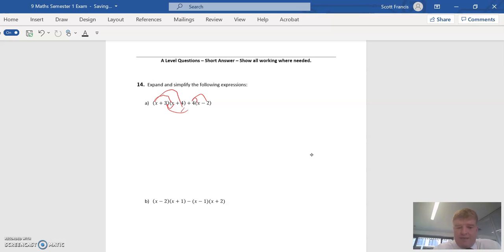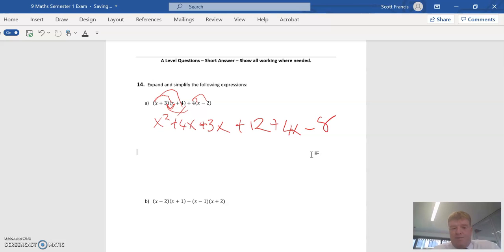The first: x times x is x squared. The second thing we'll do is x times 4, which is 4x. Then the inside, 3 times x is 3x, and then 3 times 4 is 12. There's a plus there, and we've got our brackets over here. 4 times x is 4x. 4 times minus 2: positive times negative is a negative, so 4 times minus 2 is minus 8.